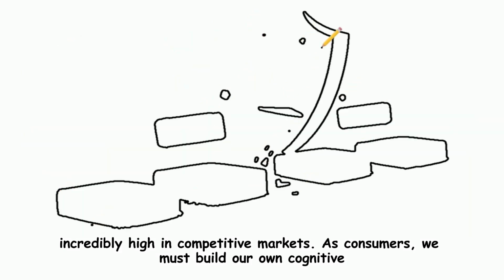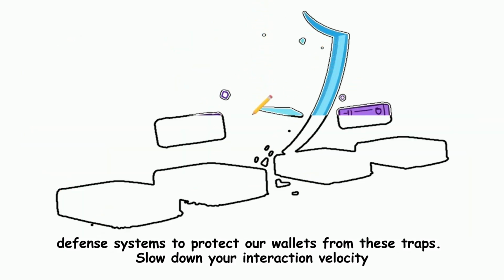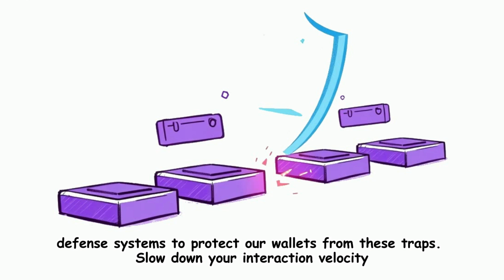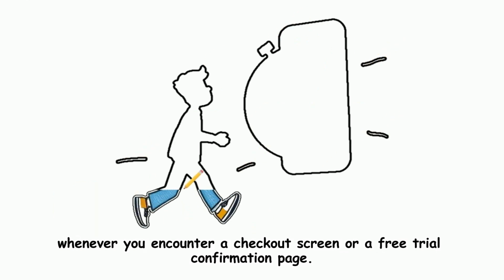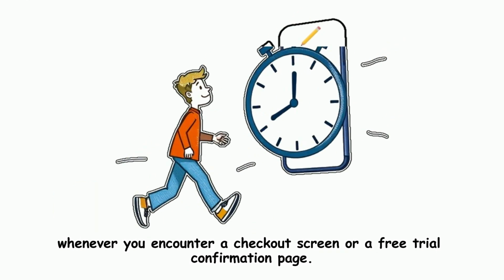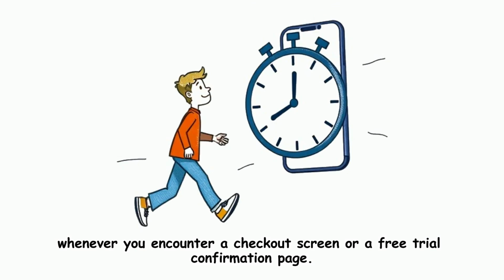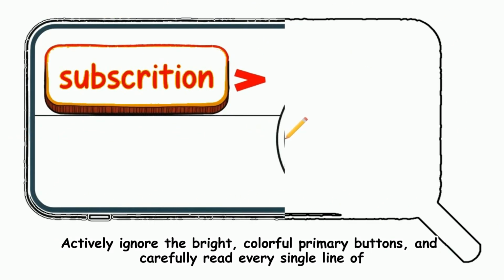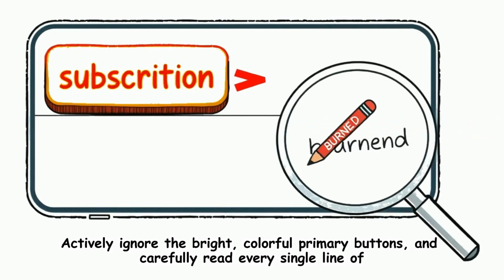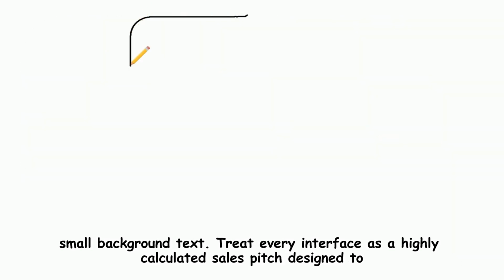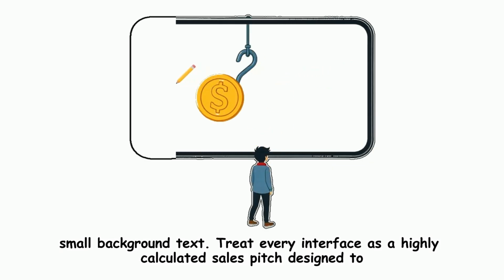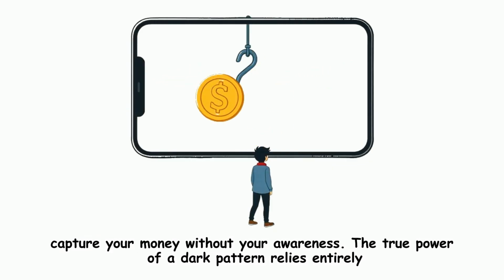As consumers, we must build our own cognitive defense systems to protect our wallets from these traps. Slow down your interaction velocity whenever you encounter a checkout screen or a free trial confirmation page. Actively ignore the bright, colorful primary buttons and carefully read every single line of small background text. Treat every interface as a highly calculated sales pitch designed to capture your money without your awareness.